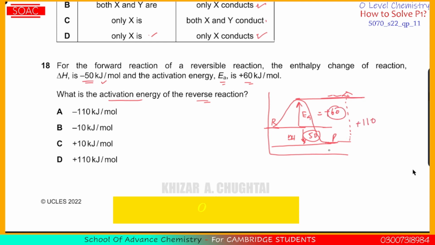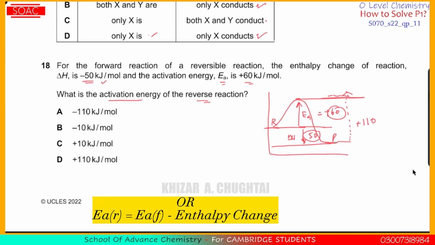110. So whenever you reverse the reaction, now these are the reactants and here are the products. When we are moving back, the energy required to reach this height of the curve is equal to 110. So basically 18 D is the correct option. D is the correct option.